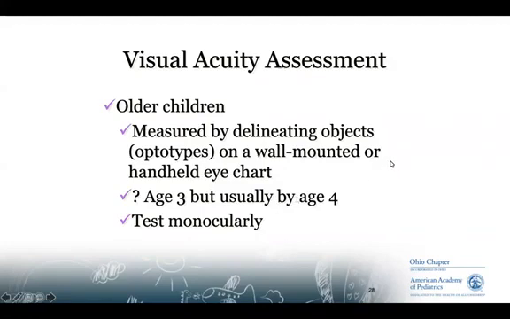In older children, visual acuity is measured by delineating objects that are called optotypes on a wall-mounted or a handheld eye chart. You can begin as early as age 3, but that can be very difficult in an uncooperative 3-year-old. But usually the recommendations are, at the very latest, age 4 to do this screening. And you want to test one eye at a time.